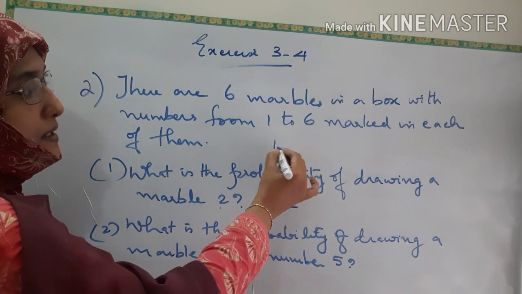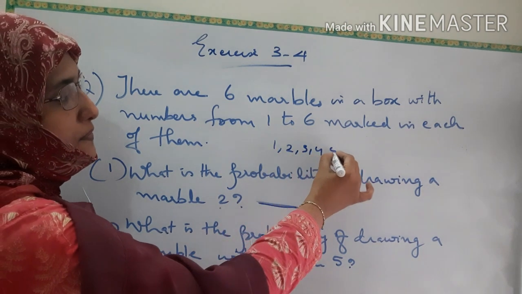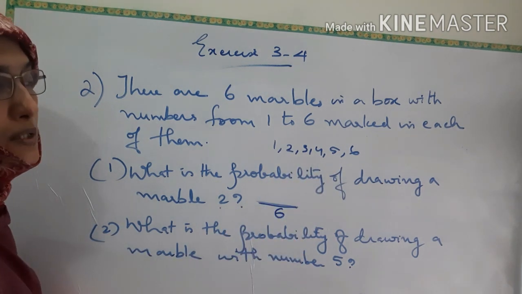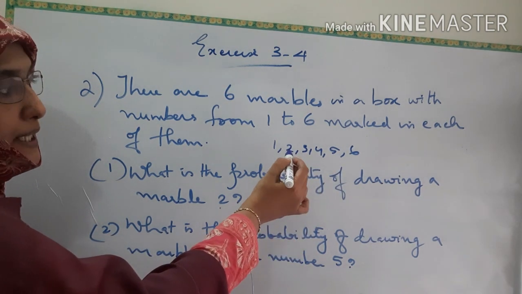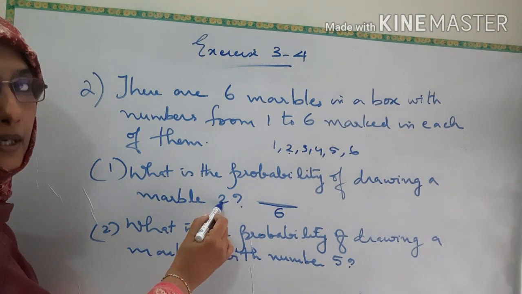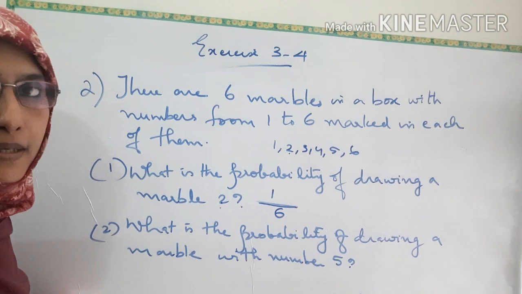What are the outcomes? 1, 2, 3, 4, 5, 6. Isn't it? So total there are 6 outcomes. So what is the chance or what is the probability that you get a number 2 when you're taking a marble from that? Only 1, 2 is there. So it is 1 by 6.